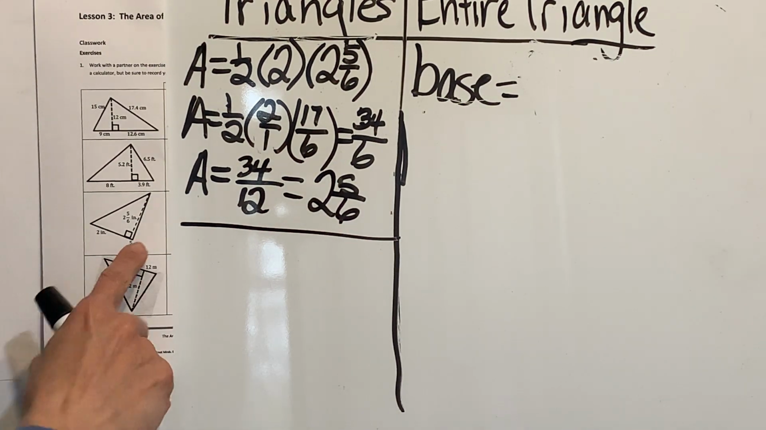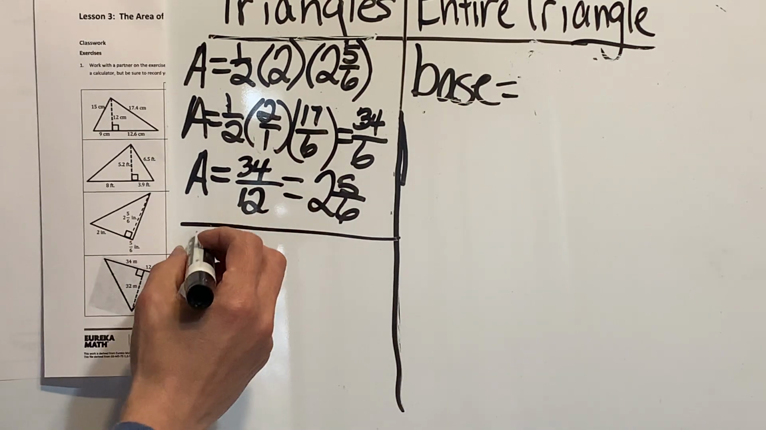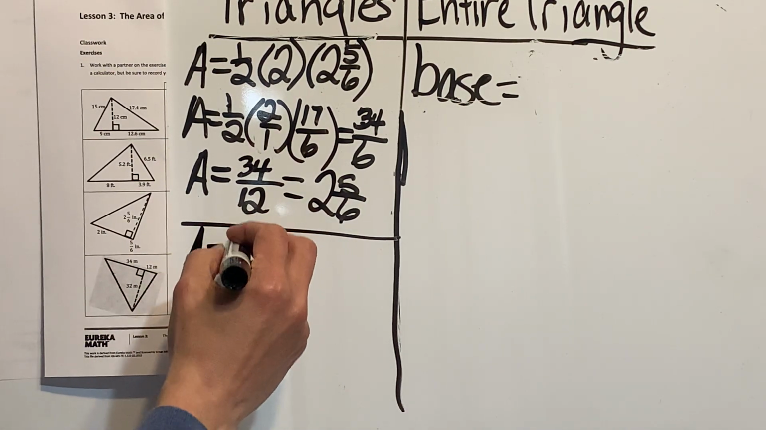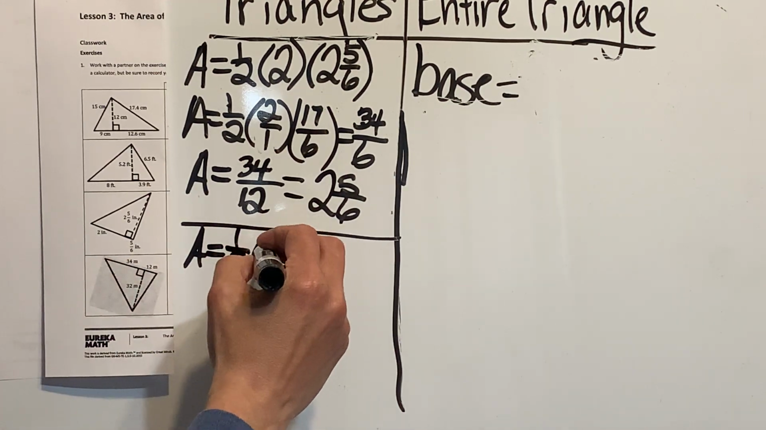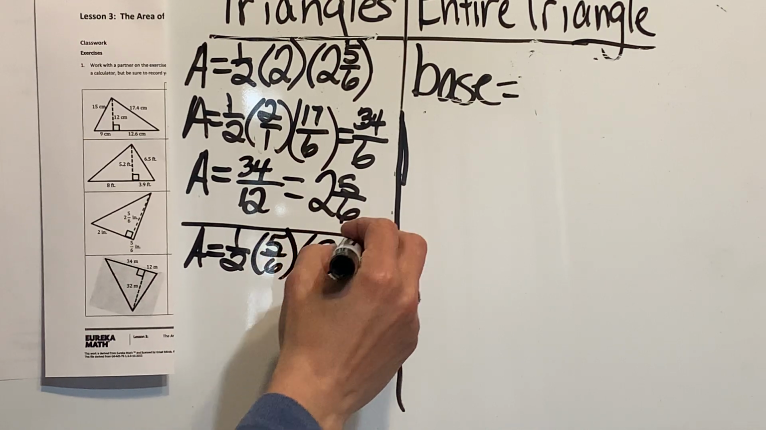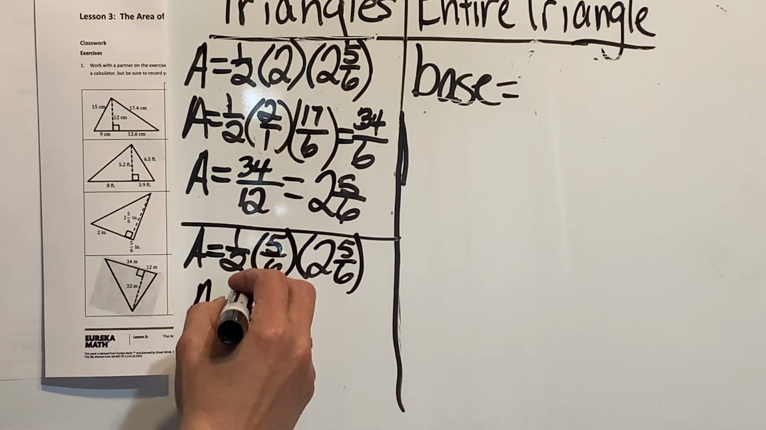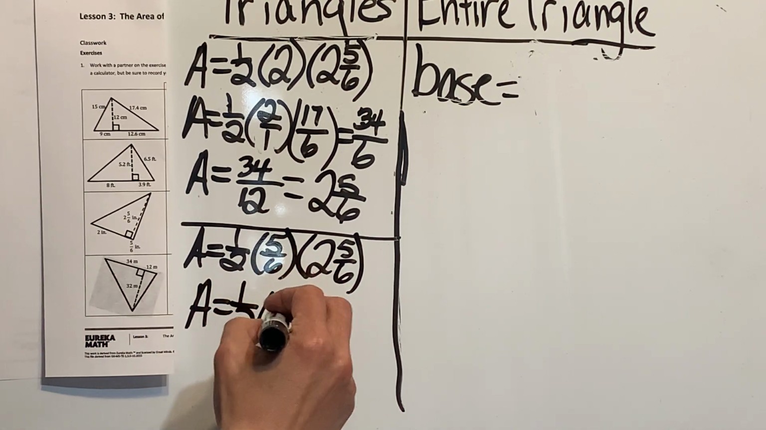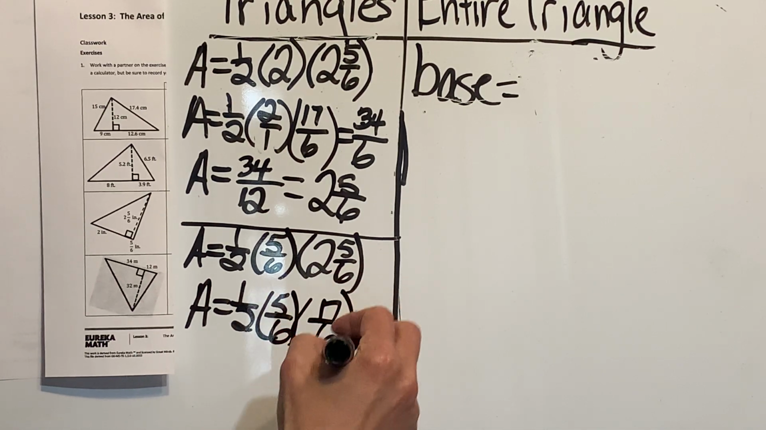All right, so let's go on with this next one. Now look how dinky that is. That's really hard to see. So half base, which is 5/6, times height, which is 2 5/6. And we already converted this once. So that would be 5/6 and 17/6.